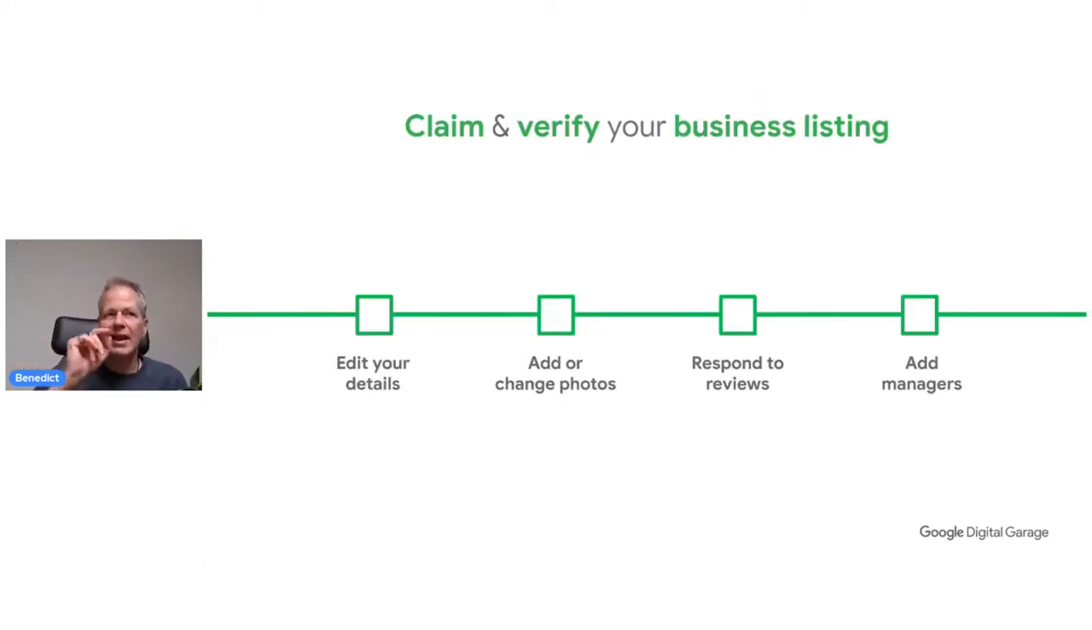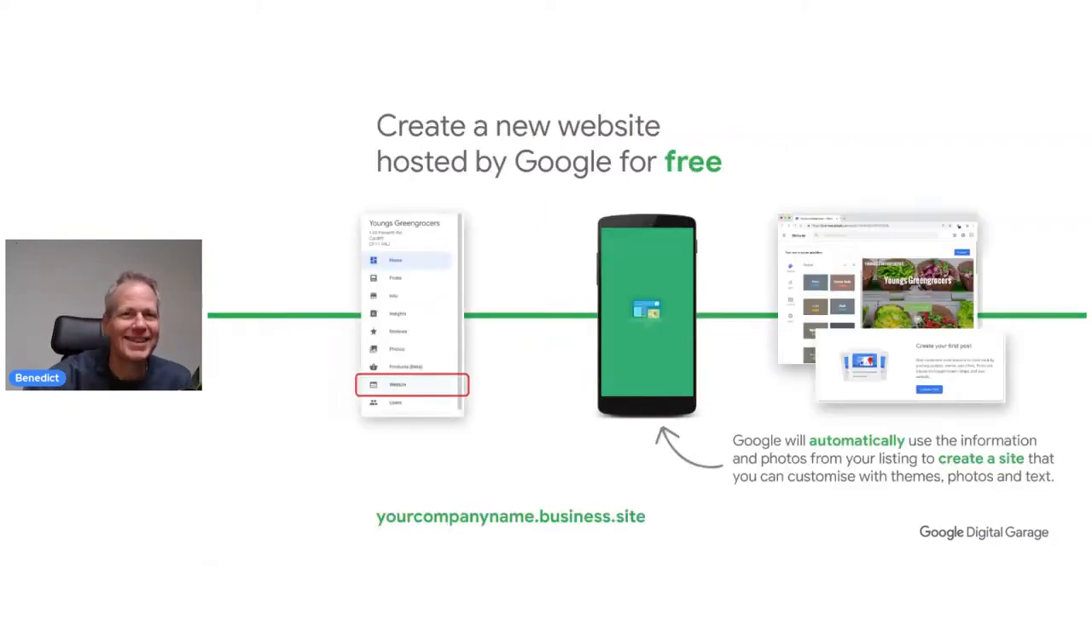Let's move on to this now. So claim and verify your business listing, of course. Edit your details, add or change photos, keep checking it out, seeing how it's showing to people, respond to reviews, very, very important, positive and negative. And then you can also, of course, add managers. So there's not only you, if there's more than one person who's running the company, you can have other people who are assisting and helping there as well. No problem, Patrick. So all of these different things are very, very important. Make sure that it is up and alive and things are happening on it. That's what I recommend more than anything.